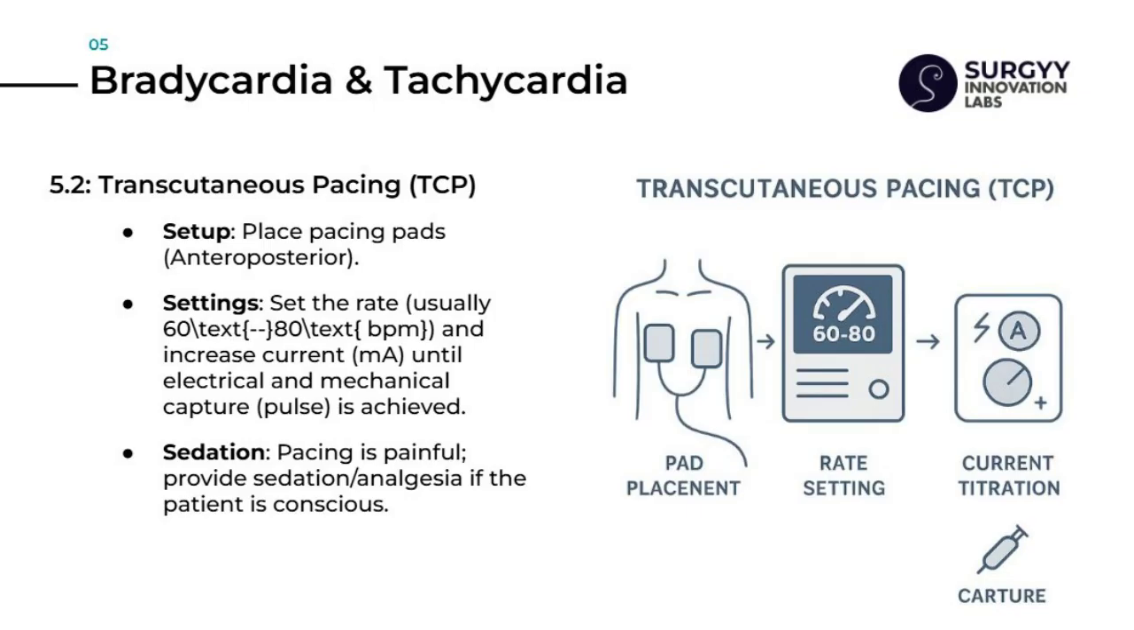For the setup, you must place pacing pads in an antero-posterior position on the patient's chest and back. Regarding settings, you should set the rate, usually between 60 and 80 beats per minute, and then gradually increase the current in milliamperes until both electrical and mechanical capture, confirmed by a palpable pulse, is achieved.